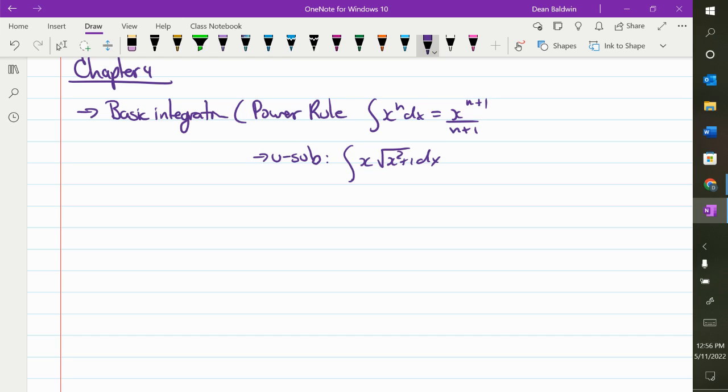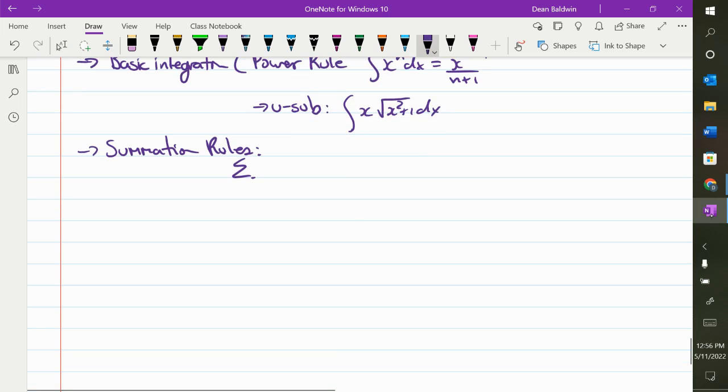What else is in the chapter? Summation rules, yes. And I'll do an example of summation rules. Definite integrals, oh, definite integrals, thank you. Is there anything else? I think that's pretty much it, isn't it? Summation to infinity, which is a summation thing. But yeah, I'll do an example of the summation.